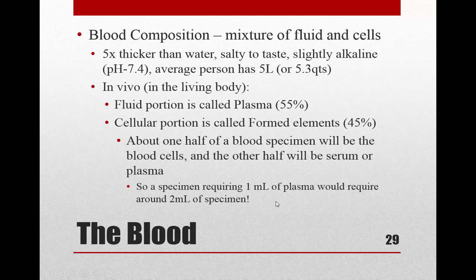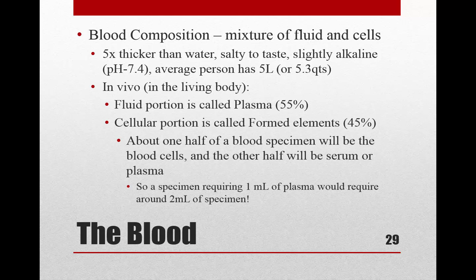So, what is the blood? What is it made up of? The blood is made up of fluids and cells. It's thicker than water. It's salty to taste. It's a little alkaline. And we each have about 5 liters. Remember, that's like 2 liters of soda, right? It's about that much. Inside the living body, we call that in vivo. The fluid portion of blood is called plasma.